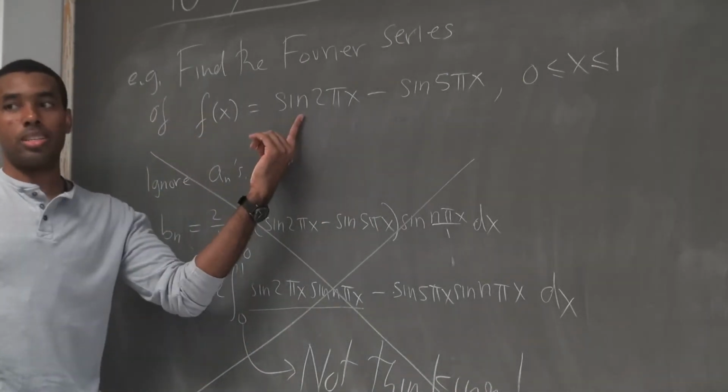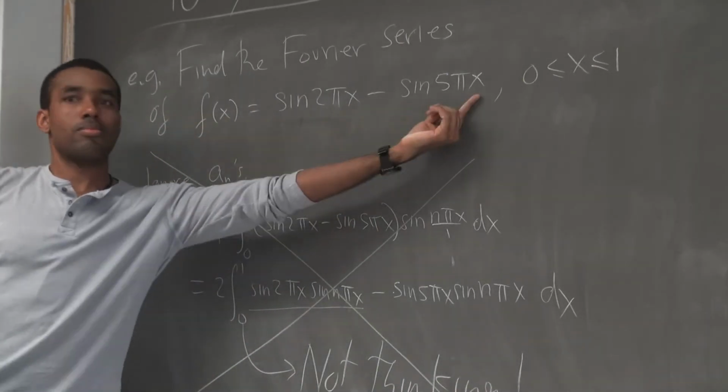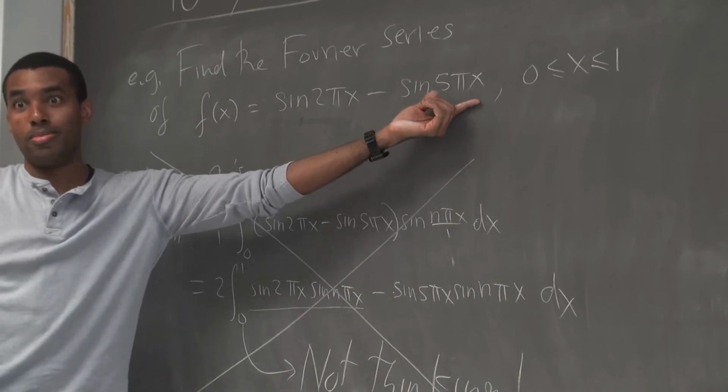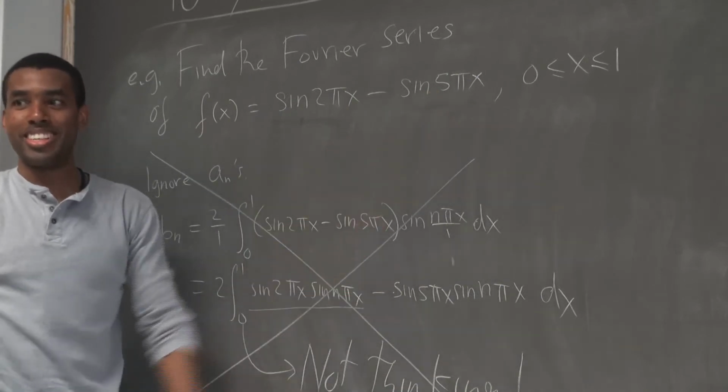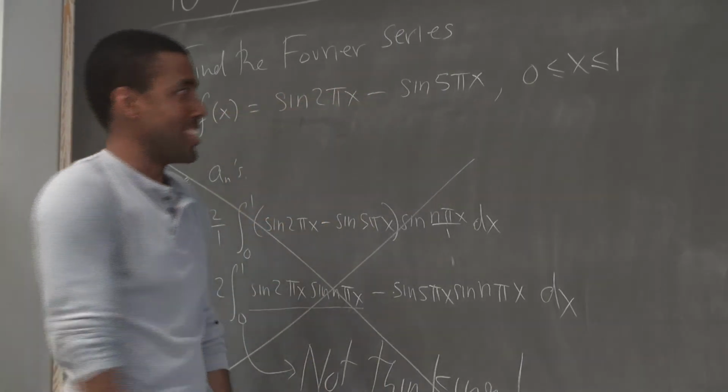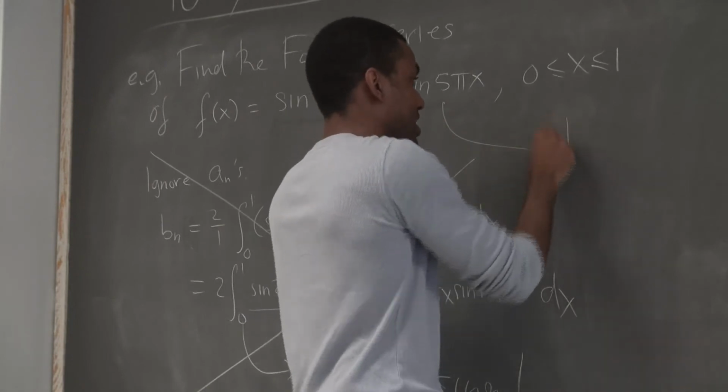Because this is what? It's a sum of sines. What is a Fourier series? A sum of sines and cosines. Functions that are sines and cosines already are their own Fourier series. This is the Fourier series.